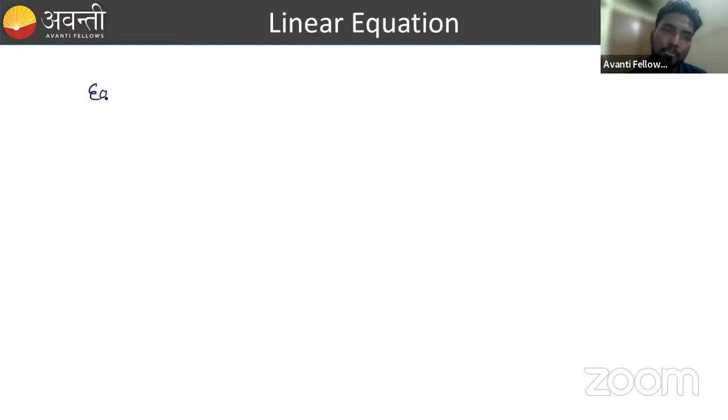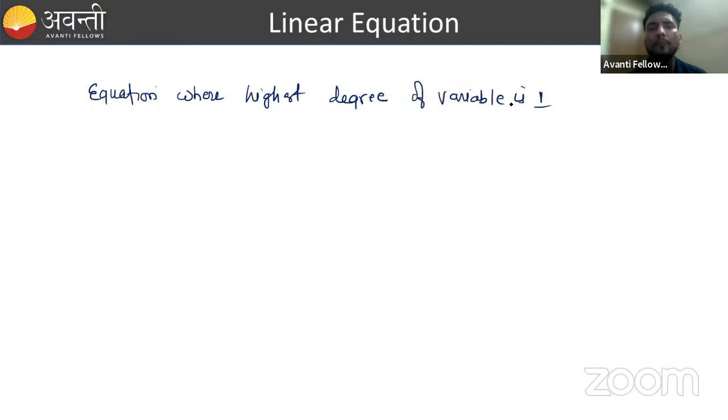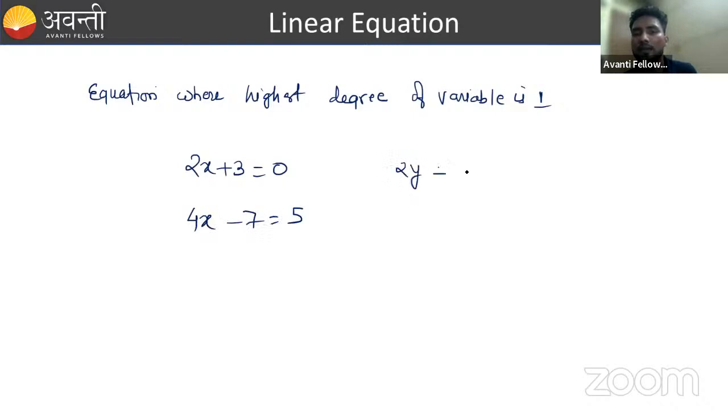Equation, okay, where highest degree is 1. Okay, highest degree of variable is 1. यानी कि आप कुछ भी ले सकते हो. सपोज हमने लिया 2x plus 3 is equals to 0. I can write 4x minus 7 is equals to 5. I can also write 2y plus 3 is equals to 8. Like this. These are the example of linear equation.